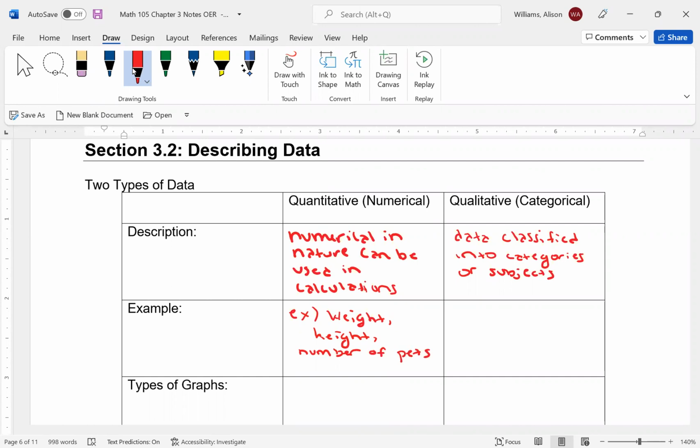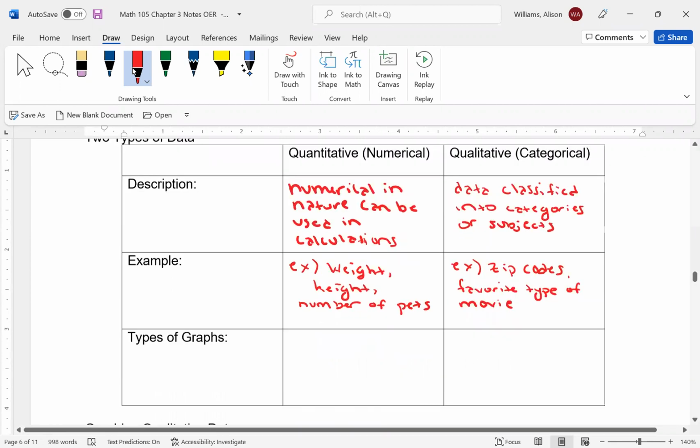Okay, so qualitative being categorical, I already kind of said zip codes would count because that's an assigned fake number that doesn't actually mean anything. Another example could be like a favorite type of movie. That could be an example of qualitative data. And we use two different graphs to describe this data, okay? Specifically, there's a reason, and we'll kind of talk about it as we do some graphs.